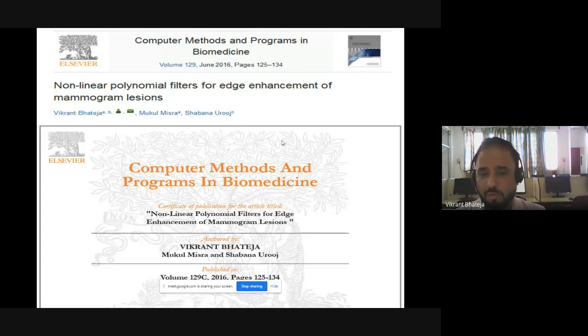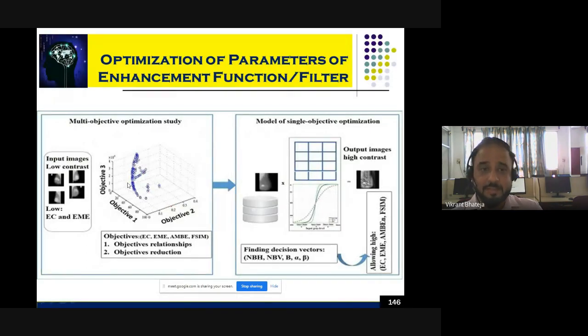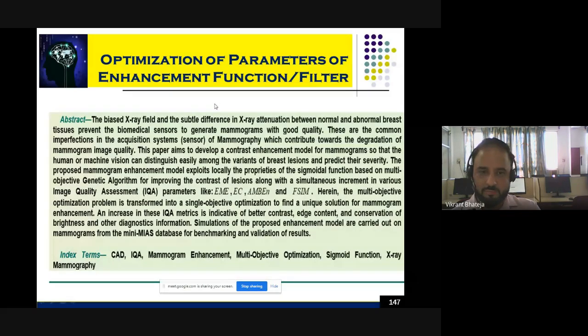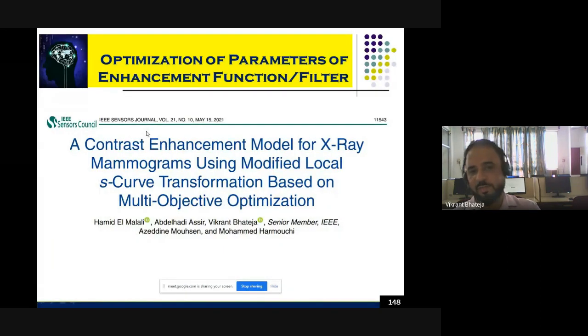So as I talk about the further research in this particular domain, say the initiating works which I have shown you that were in 2013 and 2015, then in 2016, again, these polynomial filters were modified for edge enhancement, right? And this was published in Computer Methods and Programs in Biomedicine. Then recently, one of my scholars has applied genetic algorithm for optimization and tuning of parameters in these filters, and this work has been published recently in IEEE Sensors Journal in May 2021.